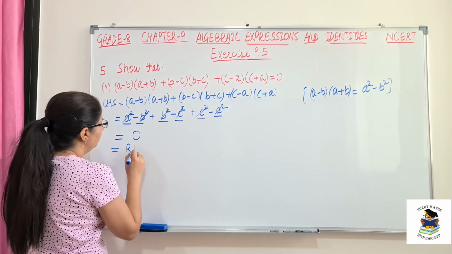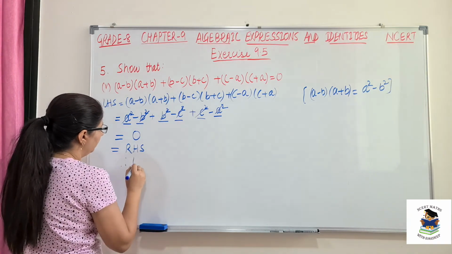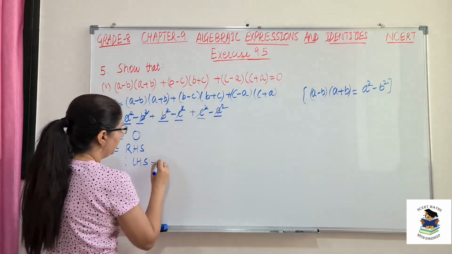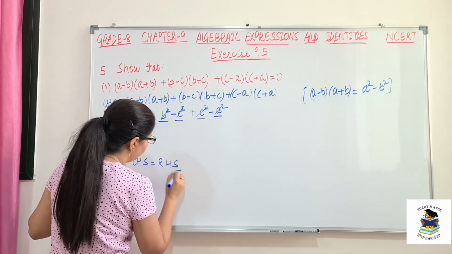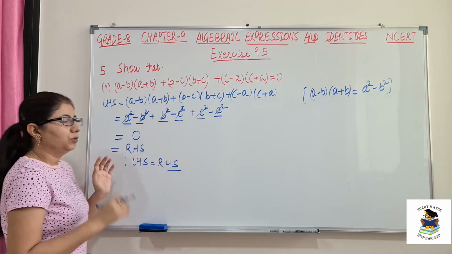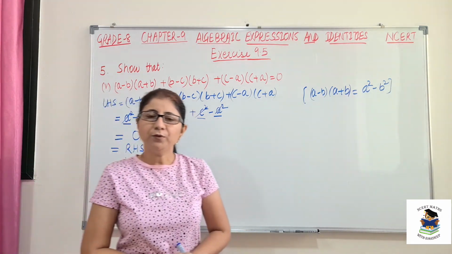This is equal to right hand side. Therefore left hand side is equal to right hand side. Correct? So this is all about the question number 5 of the exercise.